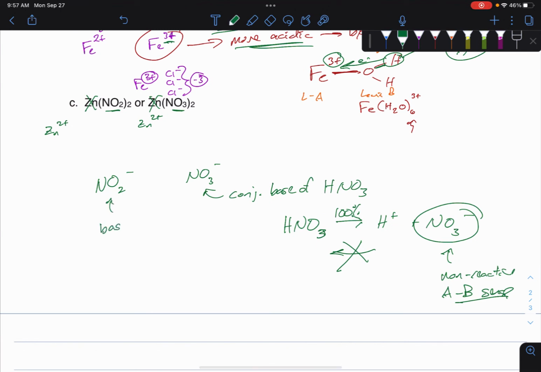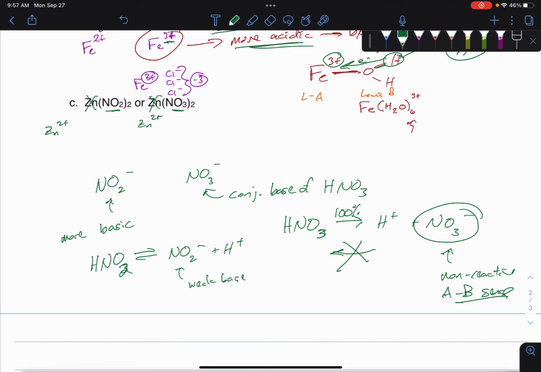This one is going to be more basic because it is the conjugate base of nitrous acid. And it is a weak acid. So if you have a conjugate base of a weak acid, then this is a weak base, just like I said. So the answer here would be that this solution would be more basic or less acidic. I mean, you're really describing the same thing there. So where does it fall on the pH scale versus that other salt?